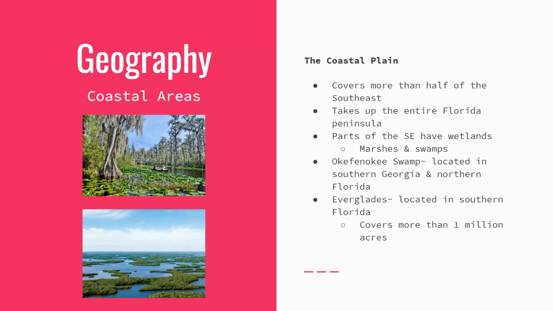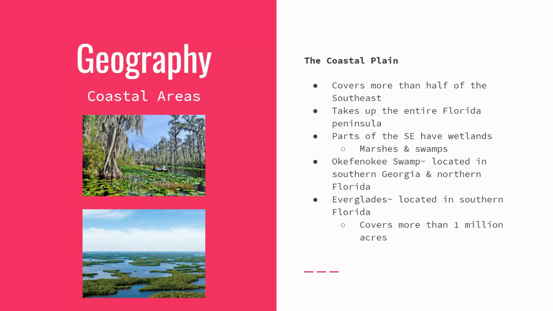The Southeast has two long coastlines. The Atlantic Ocean forms its eastern boundary, and the Gulf of Mexico forms its southern border. More than half of the Southeast region is covered by the coastal plain. The coastal plain makes up the entire Florida peninsula. Remember, a peninsula is land that is almost surrounded by water.